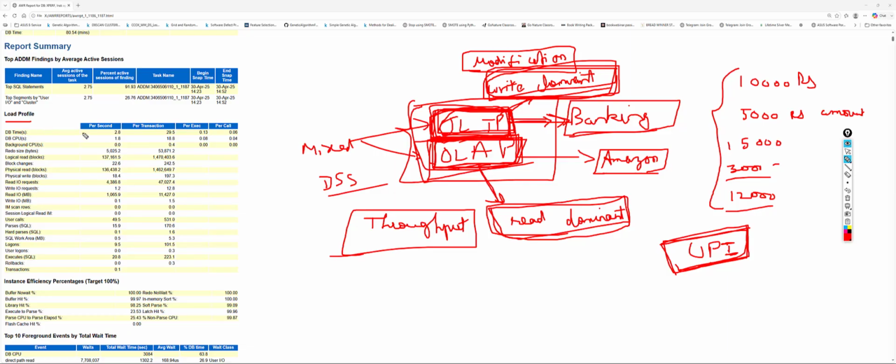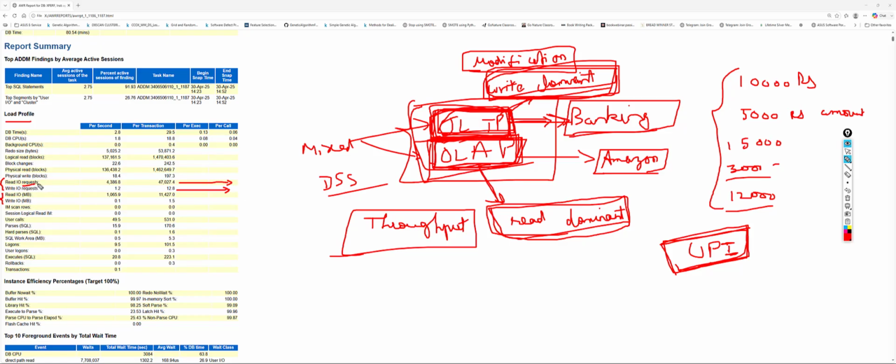Just go to the load profile. Here in the load profile, we have read IO requests, write IO requests, read IO MB, and write IO MB. Based on this itself, we can easily identify whether the system is read dominant or write dominant.